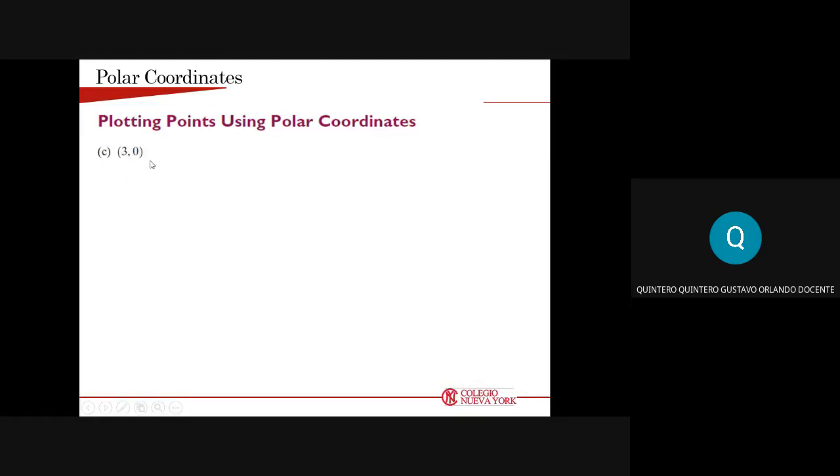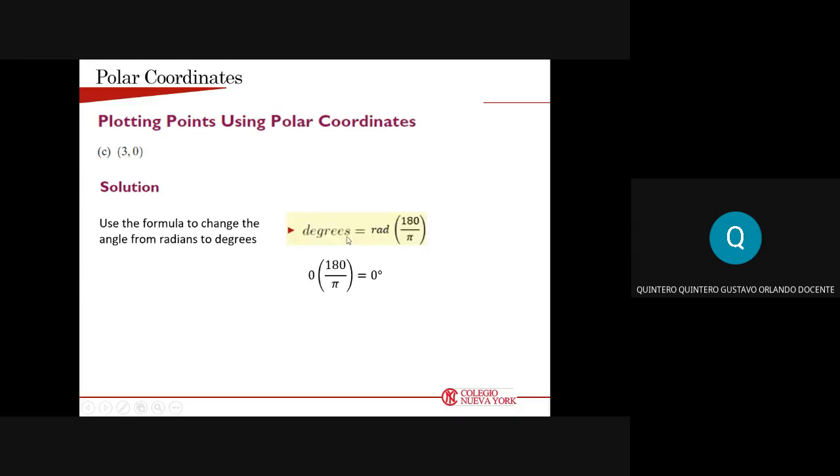Can we do it with this one, (3, 0)? Yes, we can. The first thing to recognize is that the elevation is 0, so we don't have to do a lot of things here. We can just jump right into the plotting because the elevation is 0. Just in case you still want to do the same process, change the radians, 0, put it in a calculator, and you're going to find that 0 radians is 0 degrees. This is not necessary. We knew the elevation was 0.